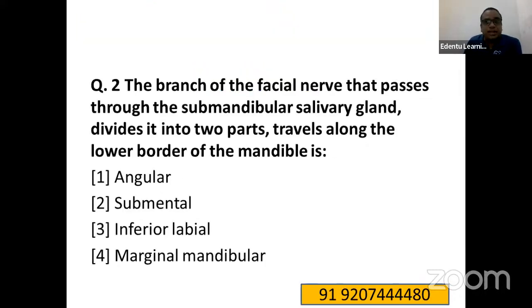Second question of the day, dear friends. The question is there on your screen. The branch of facial nerve that passes through the submandibular gland divides into 2 parts, travels along the lower border of the mandible. What is that? Angular, submental, inferior labial, marginal mandibular. Phone number is flashed over there, so you can send your answers to this number.